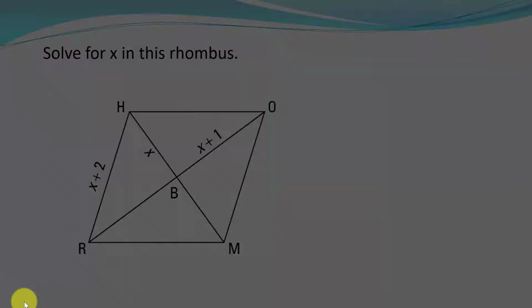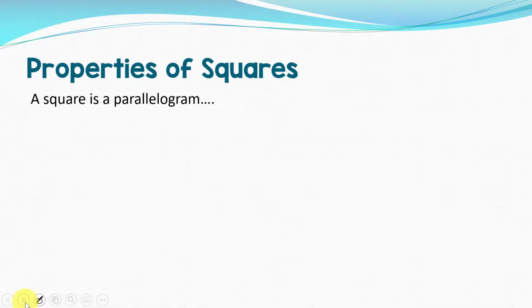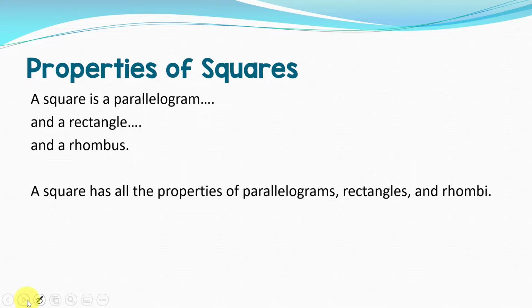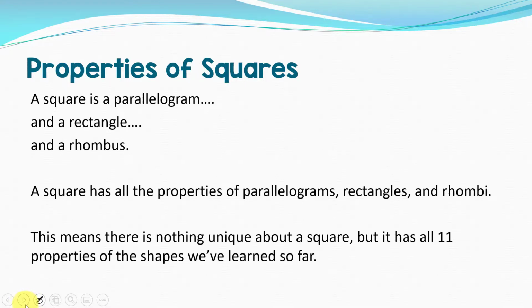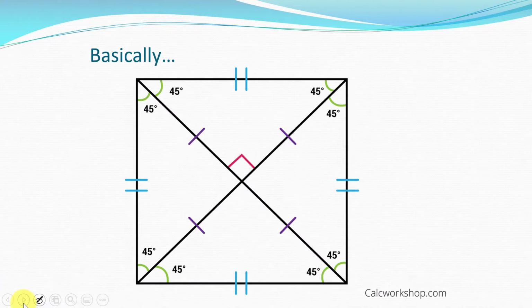Let's just move on. Squares have all the properties of a parallelogram and a rectangle and a rhombus. So they have all of the properties, but they don't have anything unique for themselves. So they carry every property. And there you go. That's a square.